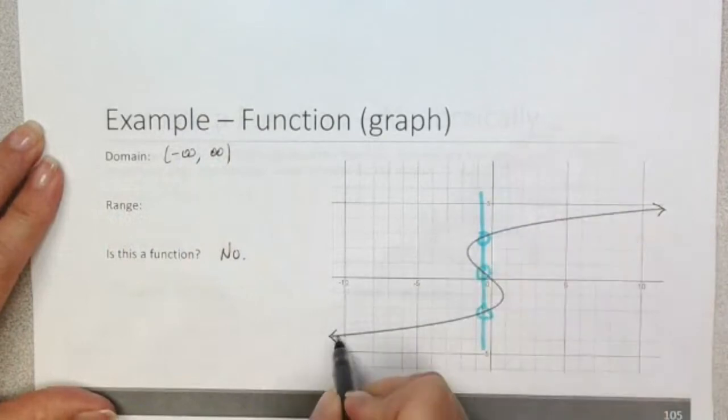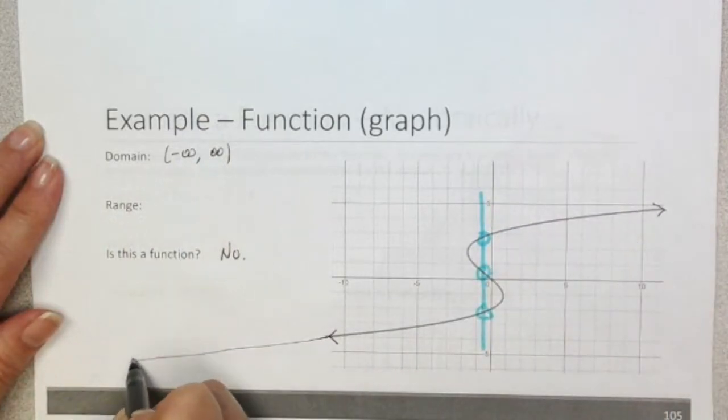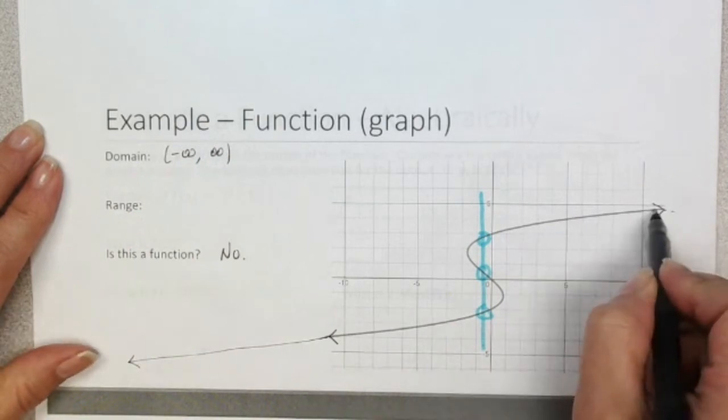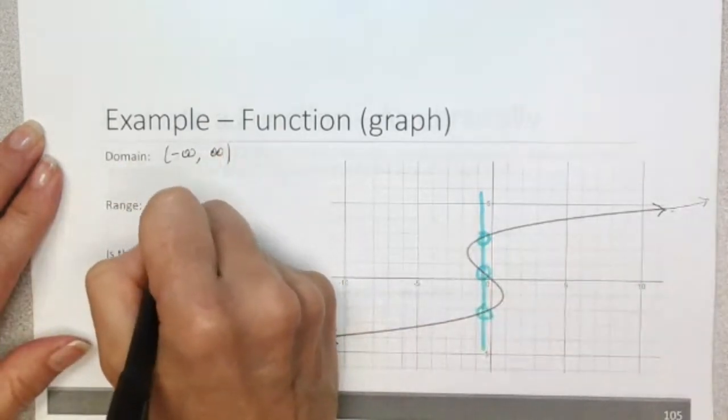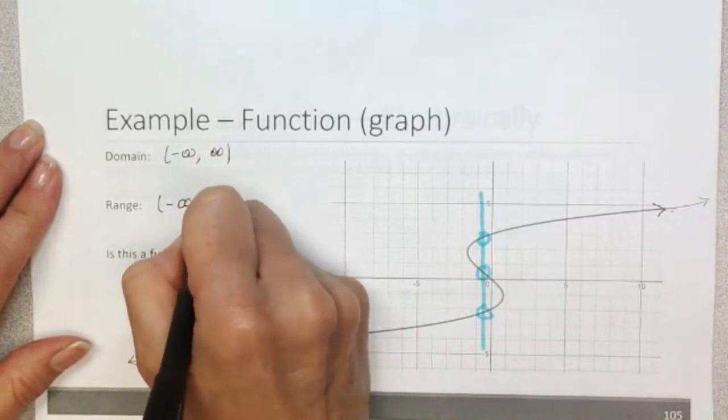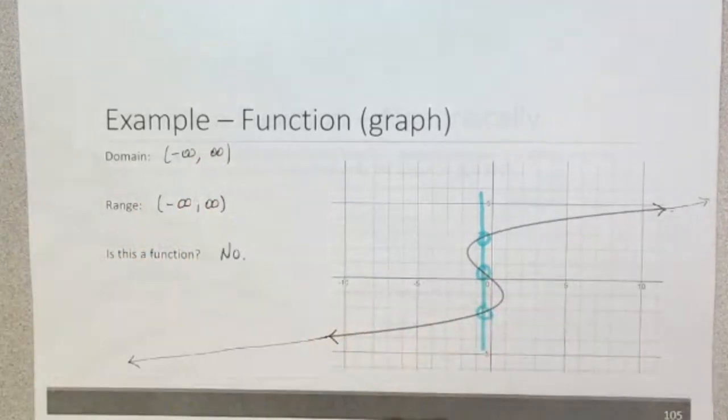What about the range? These arrows are indicating off to the left, but they're also going down a little bit too, aren't they? They're also going down, and this side is also going up a little bit. So I don't think there's any limits on the range either. I'll say the range is negative infinity to positive infinity as well.